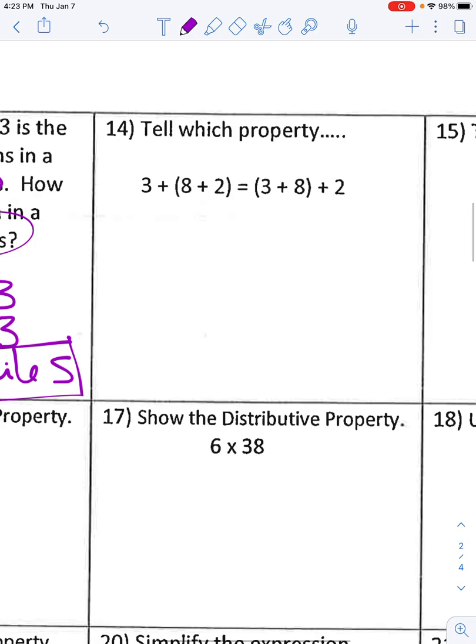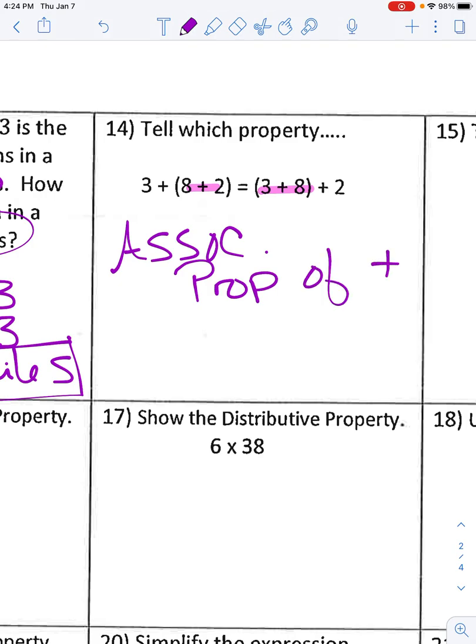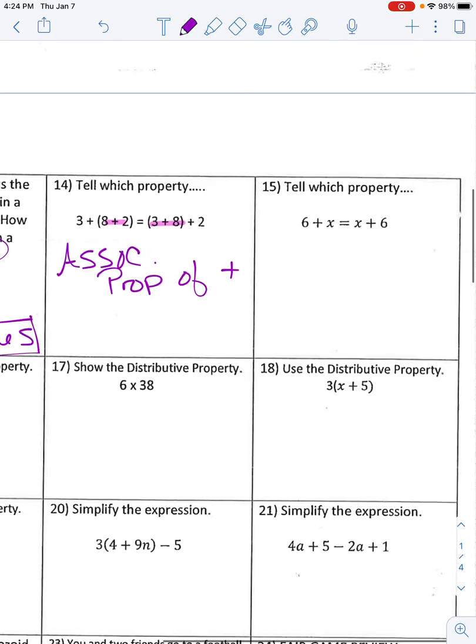Tell which property. Okay, there's groupings. On the left, the 8 is hanging out with a 2. On the right, 8 is hanging out with a 3. So that's the associative property of addition.